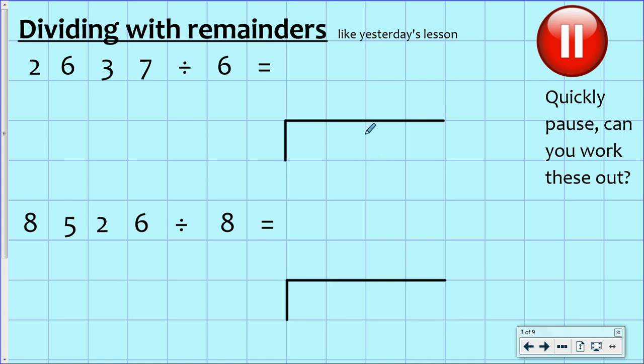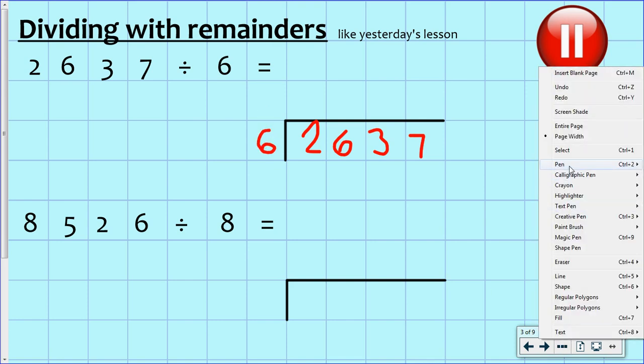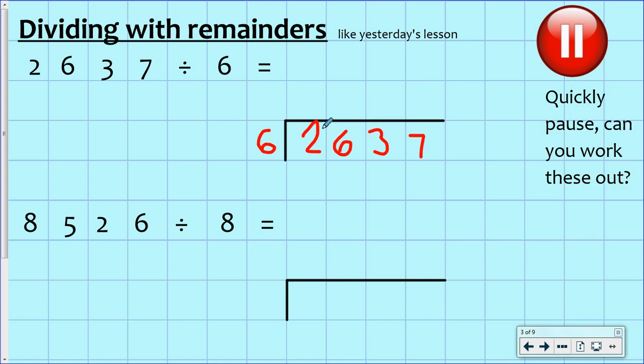2,637 is my dividend, so that's going in my bus stop, and I'm dividing by 6, that's my divisor, so it goes on the outside. I'm going to change the colour. 2 divided by 6, so be careful, it's not 6 divided by 2, it's 2 divided by 6 because our dividing number is on the outside. Now 2 is smaller than 6, so I can't get 6 out of 2, so I can't get any groups of 6, but I've still got 2 left.